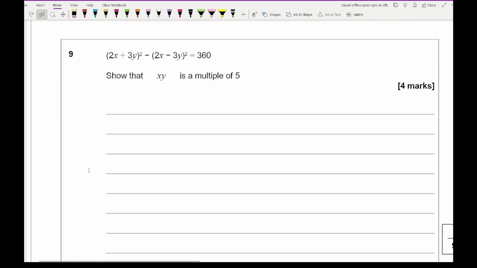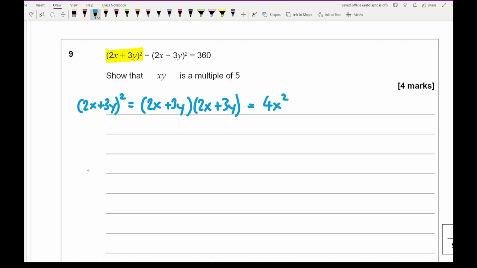Then moving on to question 9, it says (2x plus 3y) squared minus (2x minus 3y) squared equals 360. Show that xy is a multiple of 5, for 4 marks. So first things first, let's expand the brackets out. So (2x plus 3y) squared is going to equal double brackets, so it's 2x plus 3y, 2x plus 3y. And if I expand that out correctly, I get 4x squared plus 12xy plus 9y squared.